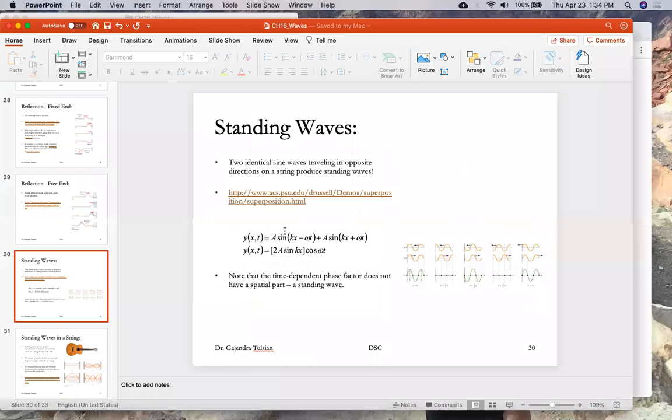Again, standing waves are created by two identical waves traveling in opposite directions in the media. When you combine the two, you can use trigonometry to combine them. In a traveling wave, the phase depends on both the space and time coordinates. Now in a standing wave, the phase depends only on the spatial or only on the time coordinate. So that's a standing wave.